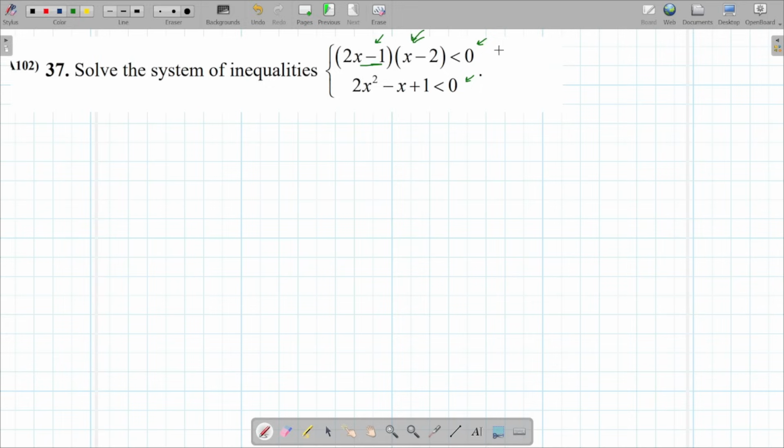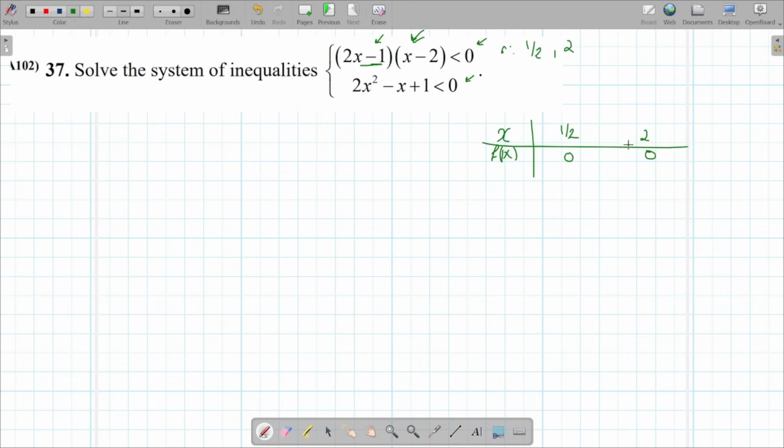Our roots are 1 over 2 and 2, right? So if I were to draw my x, f of x table, it's going to look something like this. I have 1 over 2 over here, and I have 2 over here, 0, 0.